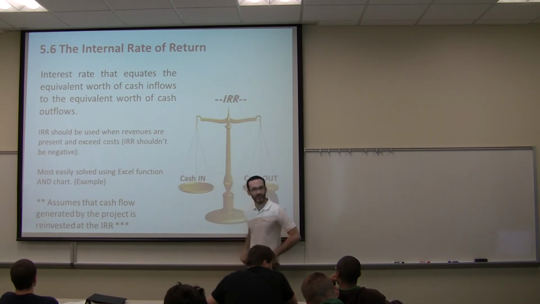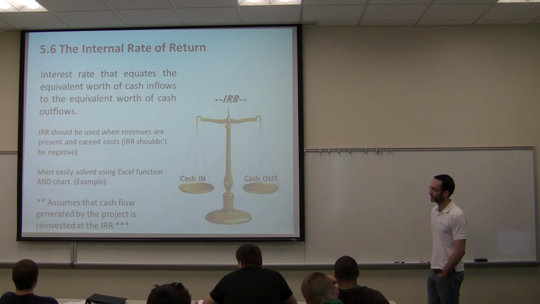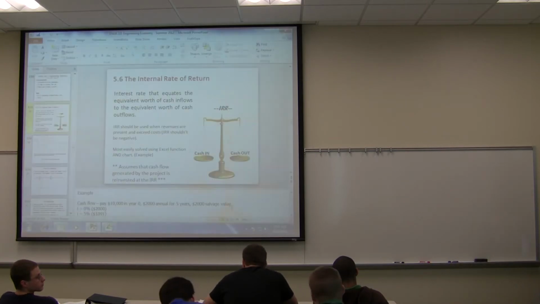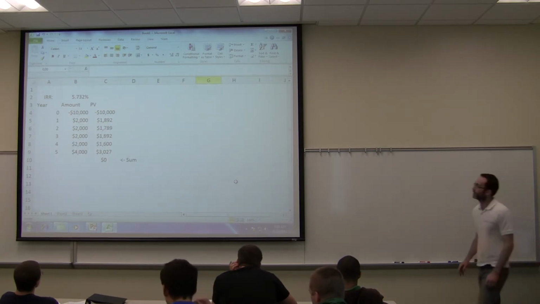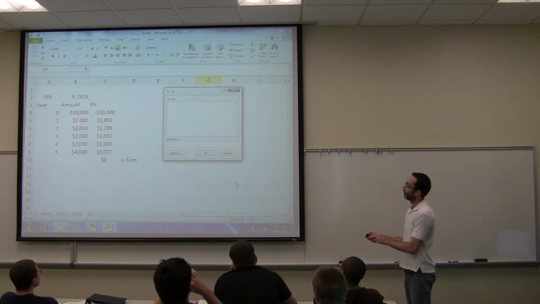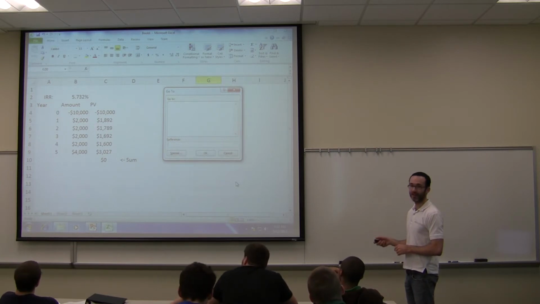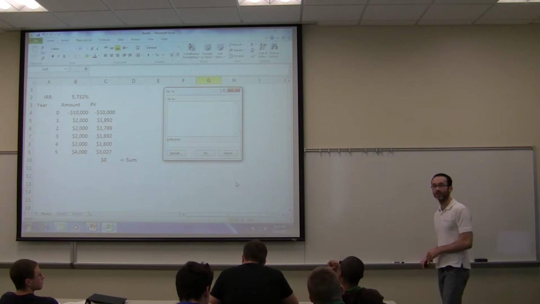What does the internal rate of return method assume? It assumes the cash flow generated by the project is reinvested at the IRR. What does that mean? Let me show you what it means. Back to the Excel. So the big assumption here is that you made $2,000 in year 1. So this method assumes that that $2,000 that you had as income, you reinvest into the business. You don't put it in your pocket and go spend it, or you don't put it in your pocket and put it in a savings account.